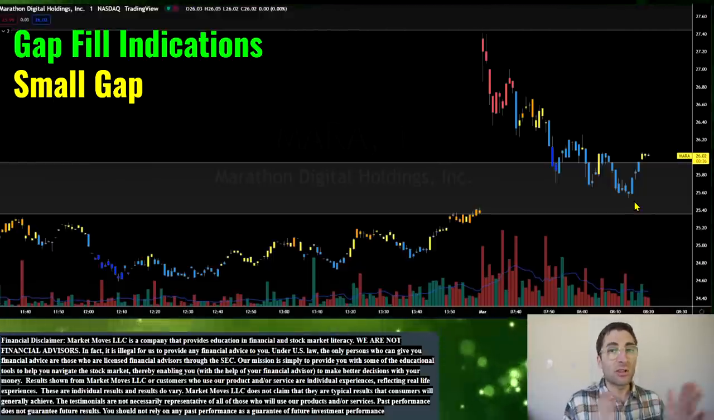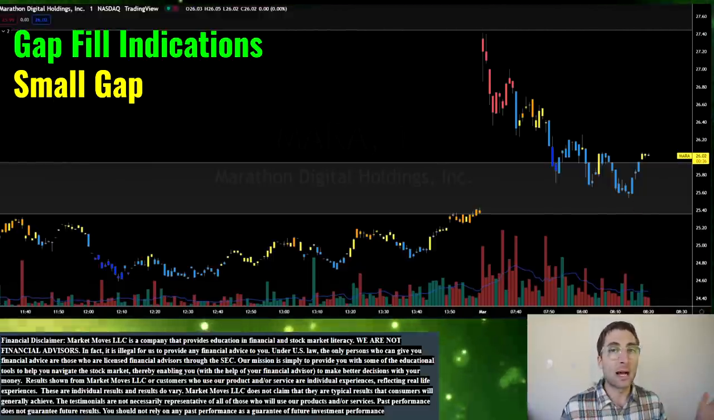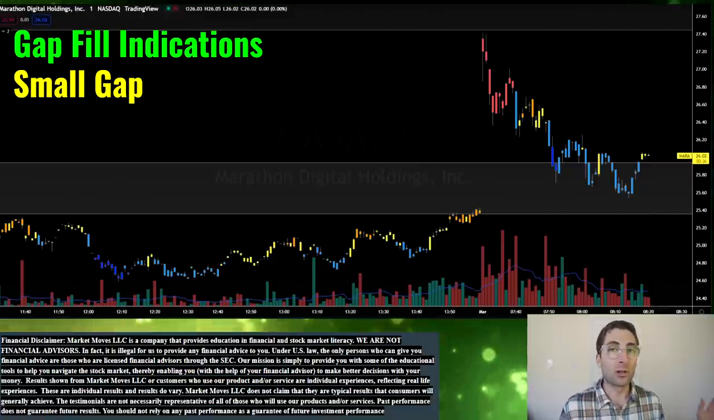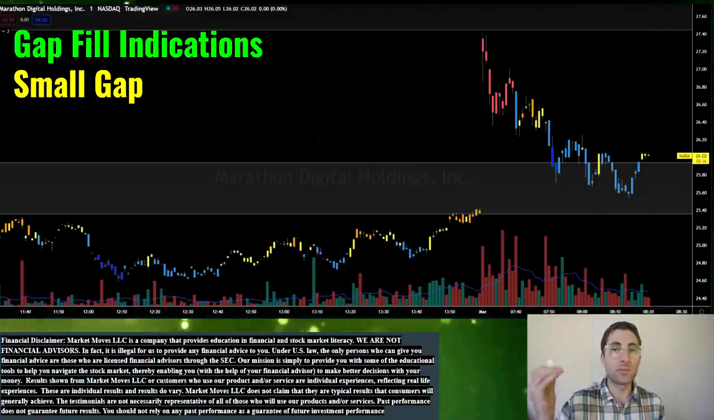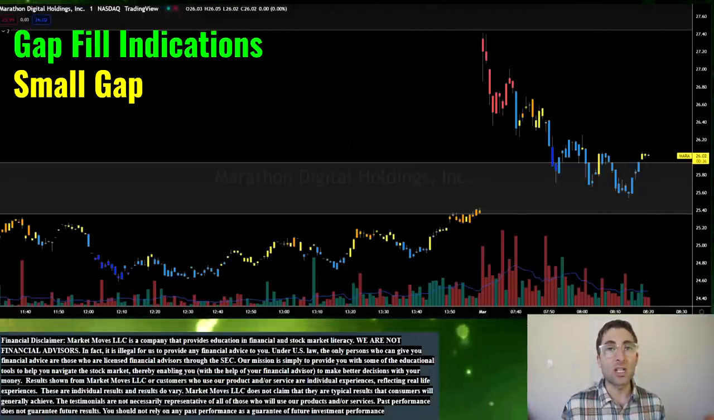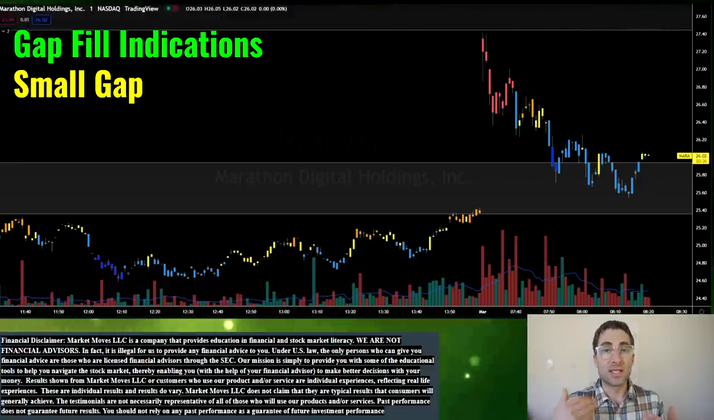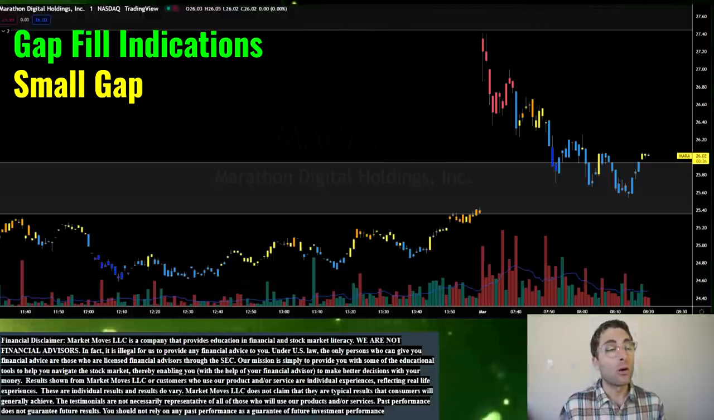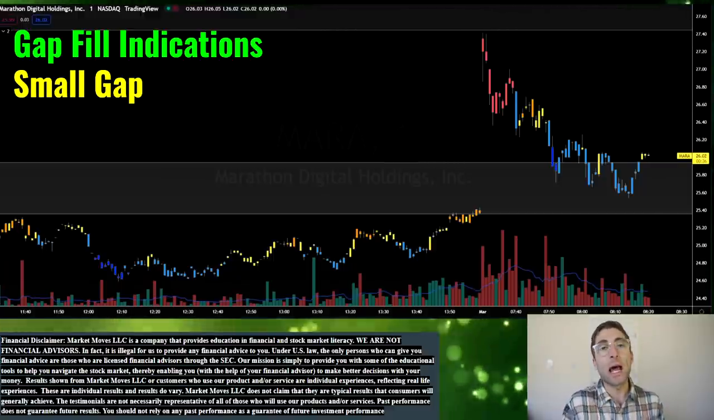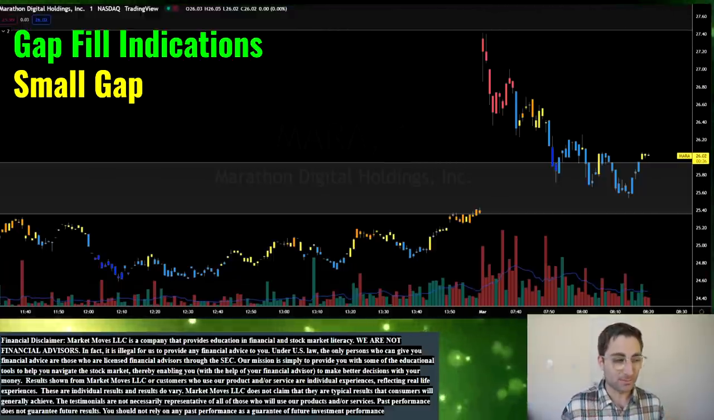So again, that first 30 minutes is key. You're gonna get stopped out if you go in too early. If you don't know what you're doing, you're gonna get burned. But after 30 minutes passes, we get better indication of where the bottoms are, if the stock's gonna hold, if it's gonna run later, or if it's just gonna completely fill the gap and keep falling and falling and falling.